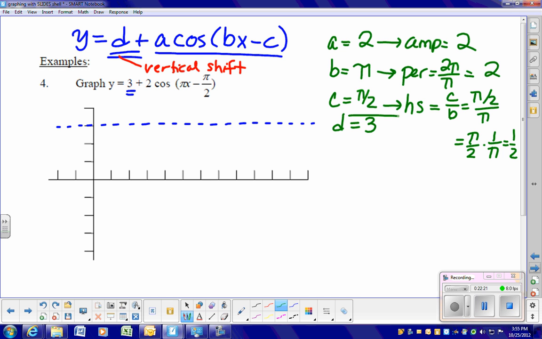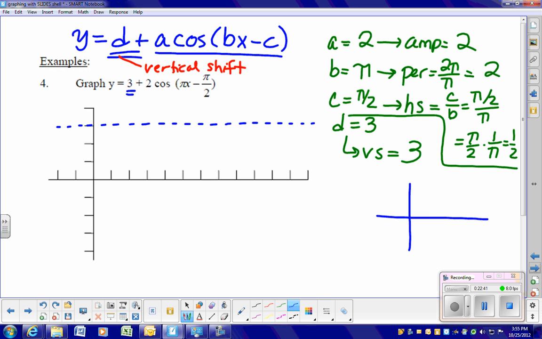So in this problem, the horizontal shift is a half, and D is always going to tell you the vertical shift directly. Whatever D is, that's your vertical shift. So this problem has a graph that slides up 3, it slides to the right 1/2, it has a period of 2 and an amplitude of 2. It's based off of cosine. And in my graphs packet, I can see that cosine looks like this. The 5 key points are these that I'm highlighting on the blue graph here, okay?